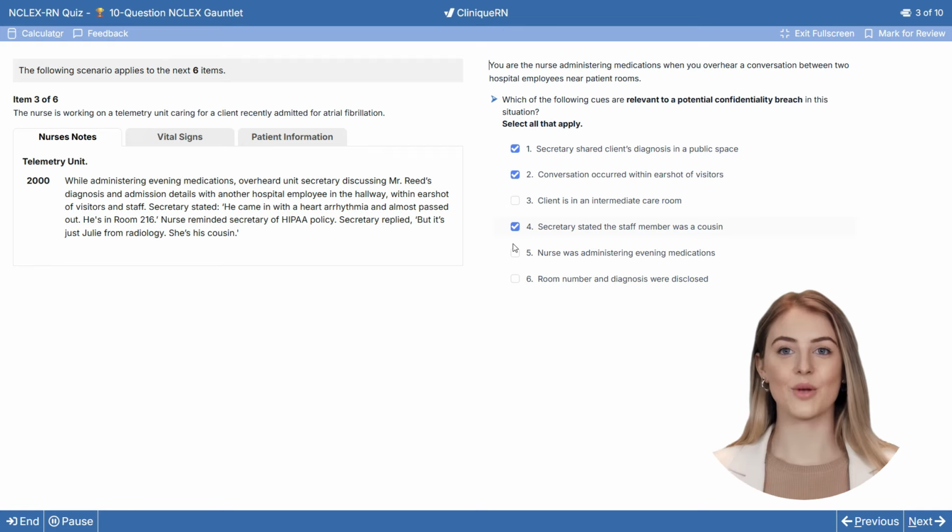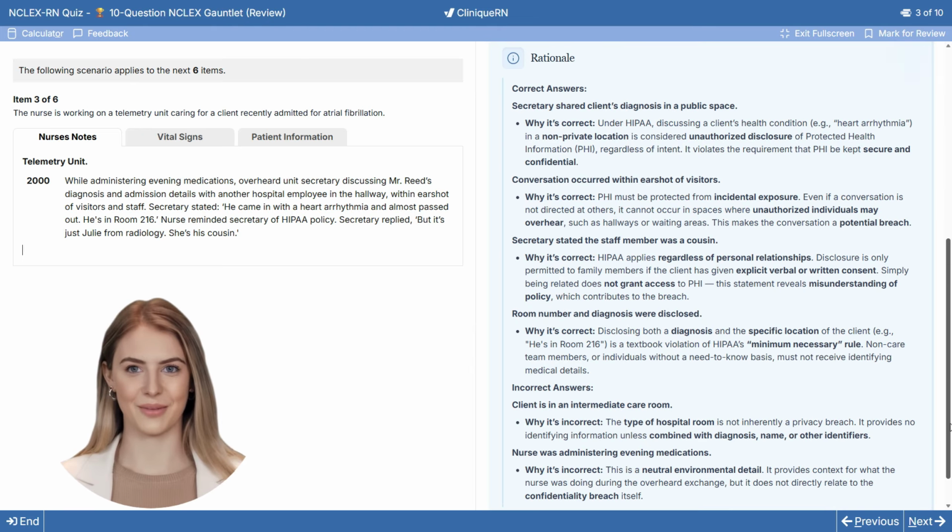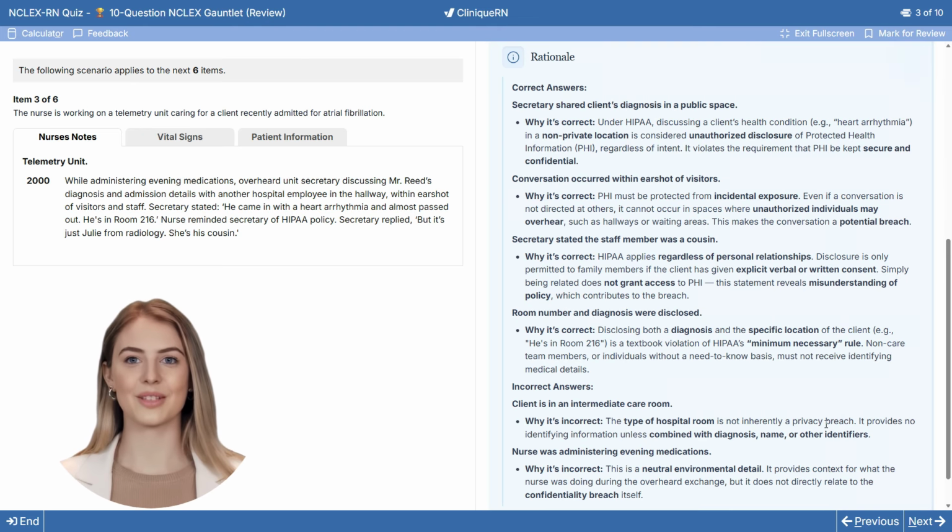Number 6. The room number and diagnosis were disclosed. Last one. Think carefully. Yes, major HIPAA violation. Rationale. Linking a diagnosis with a specific room or location makes the patient identifiable. That's in direct breach of HIPAA's minimum necessary rule. If someone not involved in care can piece together who it is, it's a violation.